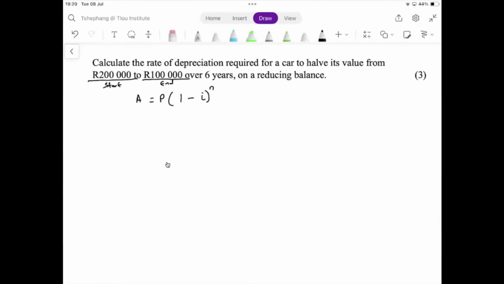Now, let's substitute. What did we say? We said that A is the end amount. So we can say this is 100,000. Now, our P is going to be that 200,000 that we just spoke about, times 1 minus i, to the power of what? To the power of 6. Okay?